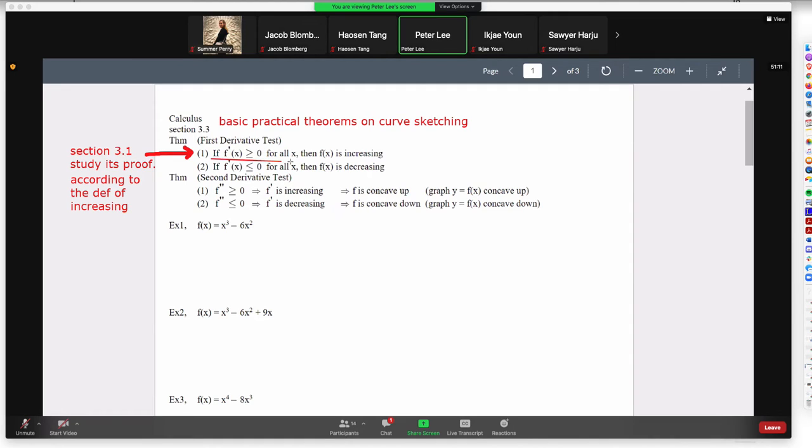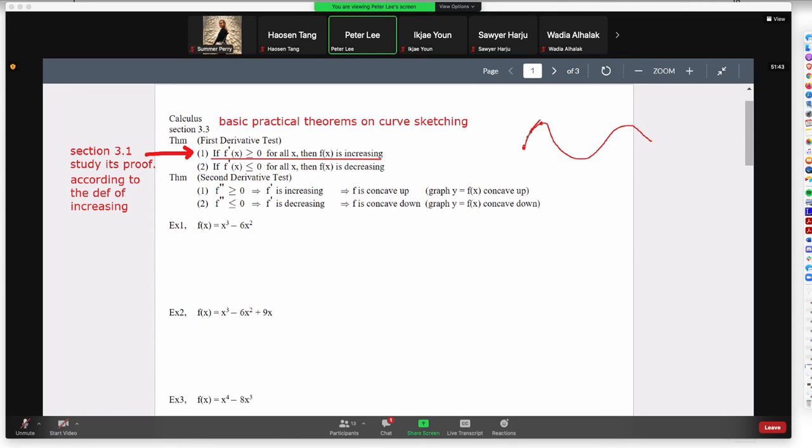If f prime of x is greater than 0 for all x, then f is increasing. If f prime of x is greater than 0 on an interval, then that means the function is increasing on that interval. So if it's not for all x, then it is still true on that interval. So let's say you have a curve like this, then in this case, from here to here, the function is increasing.